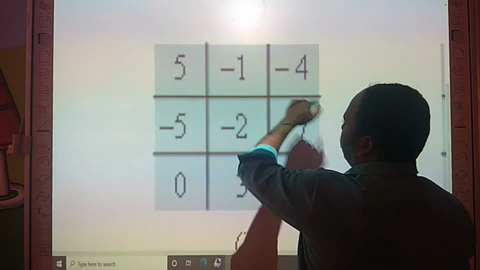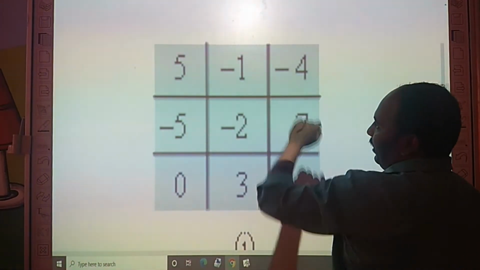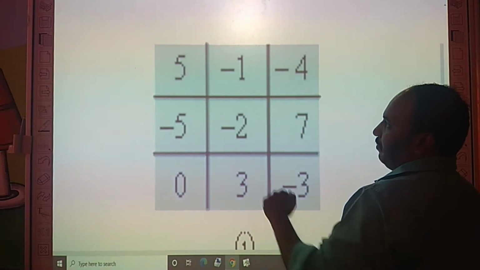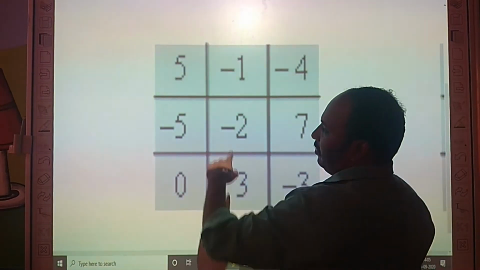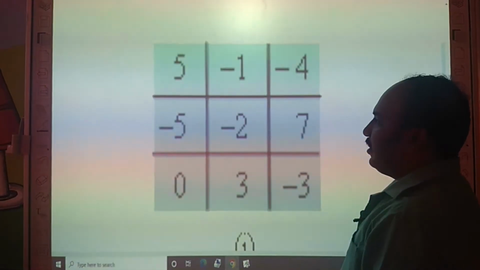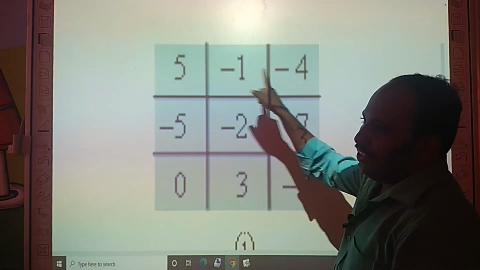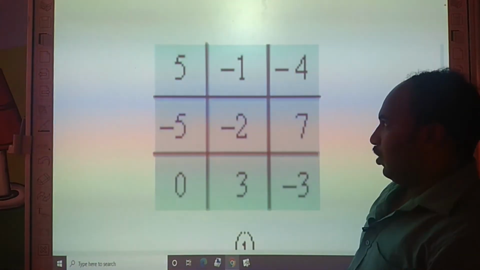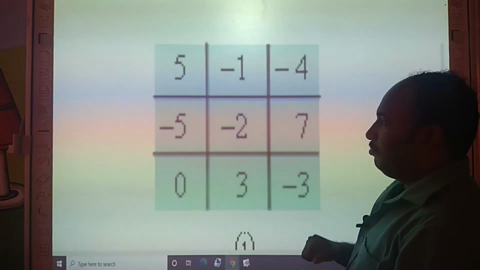The first row is 5, minus 1, minus 4. Minus 1 minus 4 is equal to minus 5, and we have plus 5. 5 plus minus 5 is equal to 0. The first row is 0.